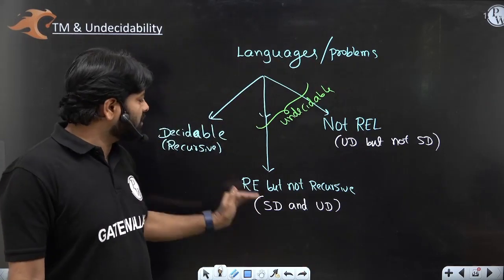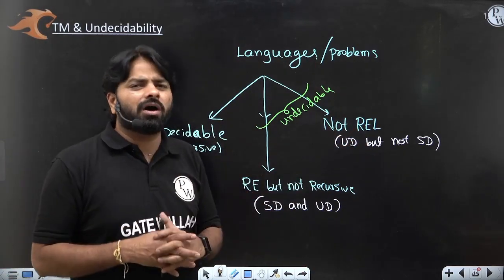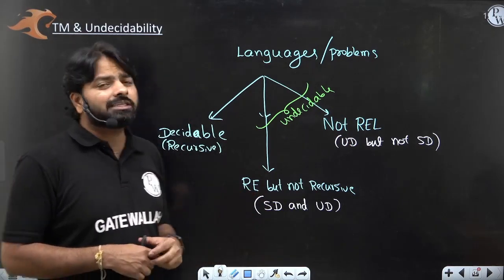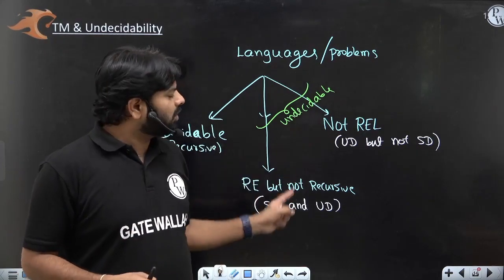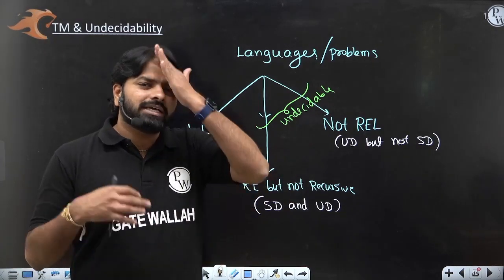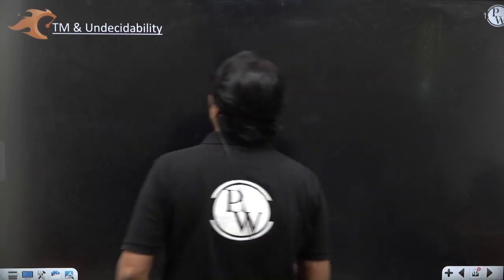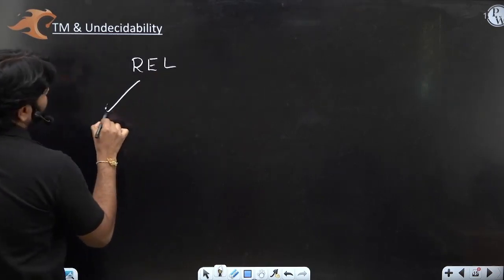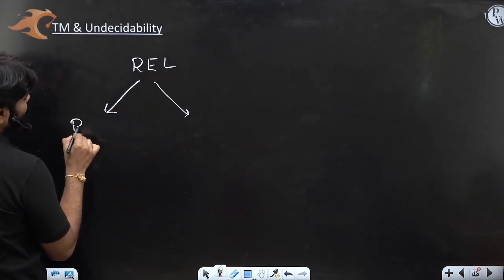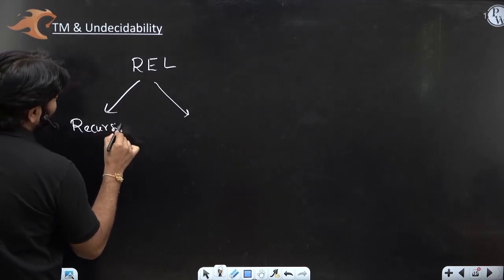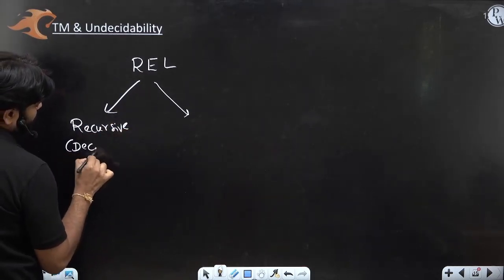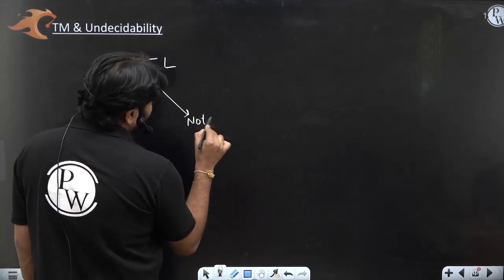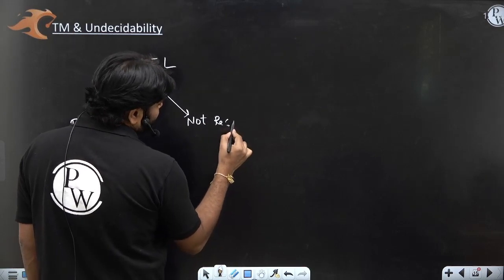Always we focus on these three. So when somebody asks about REL, these two are RELs, recursively enumerable problems. And when somebody talks about undecidable, then these two are undecidable. So in the exam you should be very careful. When they say REL, they are basically two types. One is recursive, which means decidable. The other one is not recursive, which is REL but not recursive.